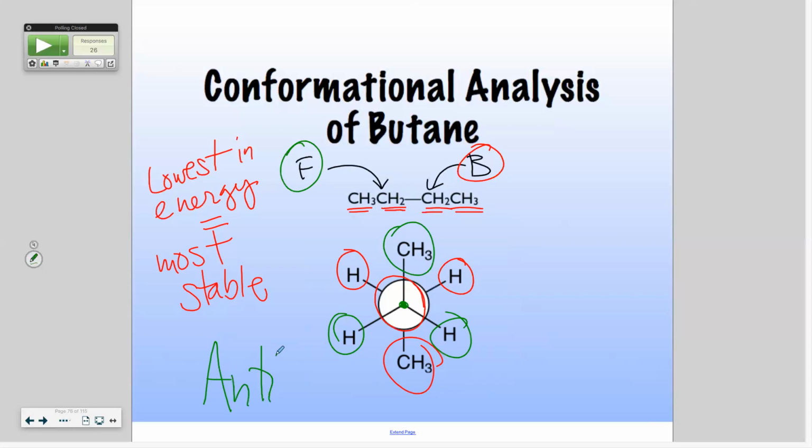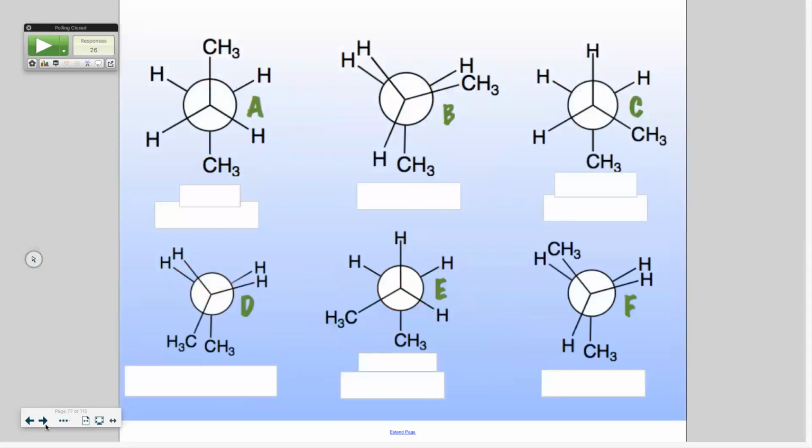Okay, so there's going to be multiple staggered ones, and some will be lower in energy than others, or higher in energy than others. So there's going to be a range now because we changed our little hydrogens out. We're going all the way around. All right, so here's the first one.